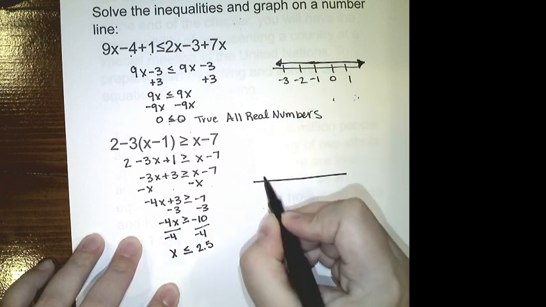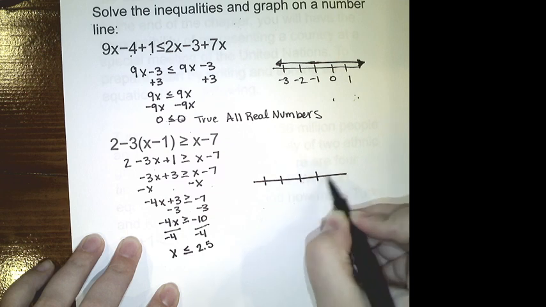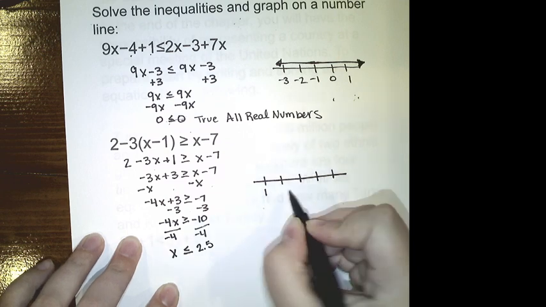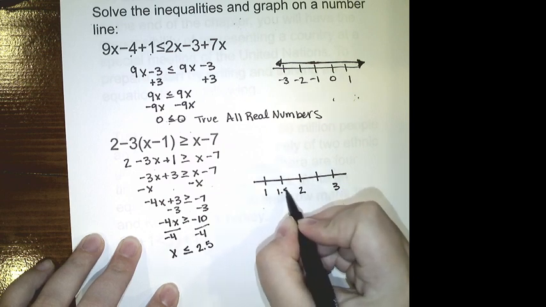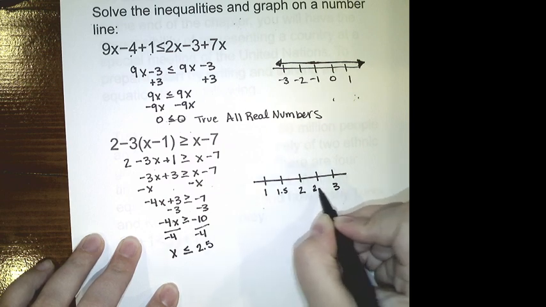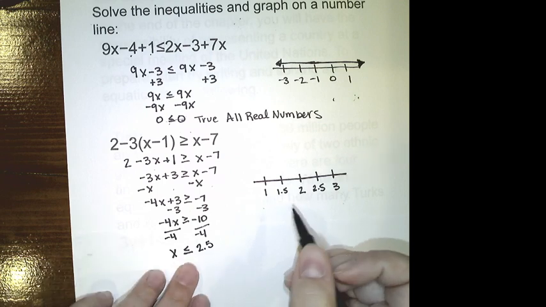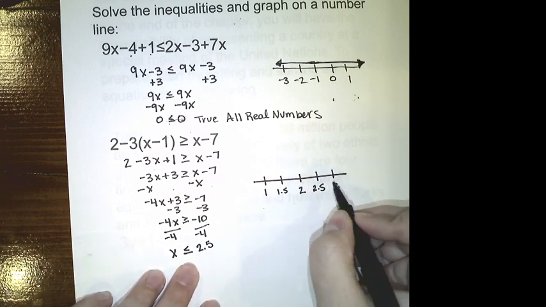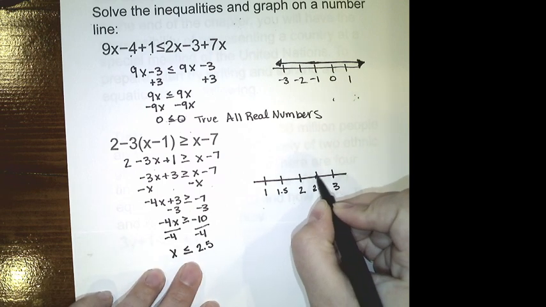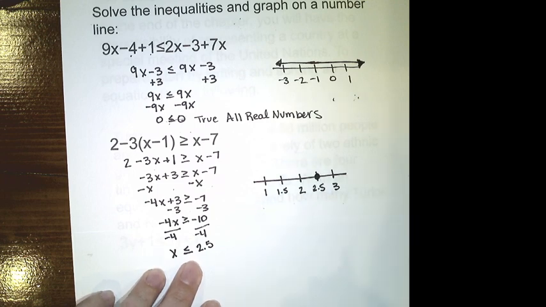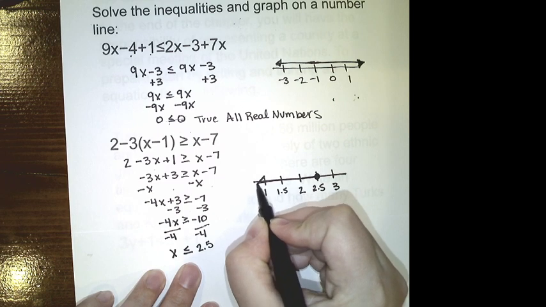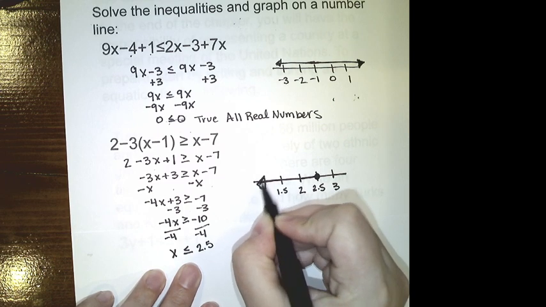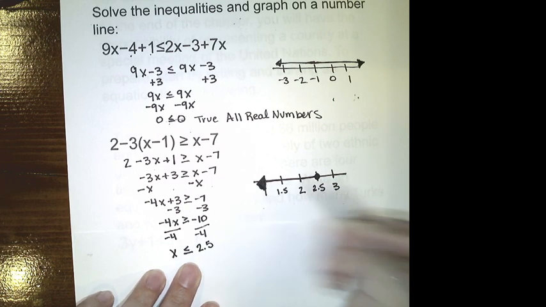So let's graph it on a number line. Okay, so we have our boundary point at 2.5. It's equal to, so we want to do a closed circle. And our arrow is going to the left. Because x is less than or equal to 2.5.